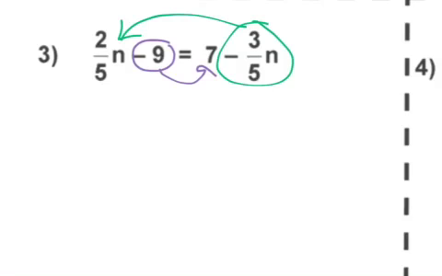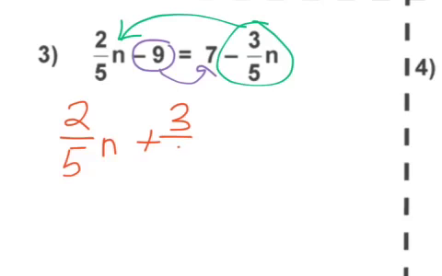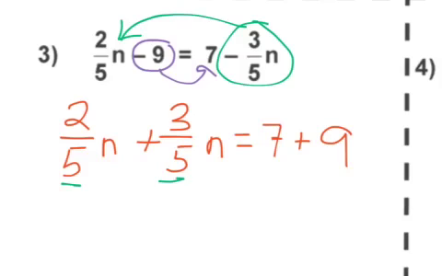So first layer would be 2/5n plus a +3/5 n is equal to 7, and that's going to be +9. When you add a fraction that has the same number on bottom, you just add those two on top, and you get 5 over 5.